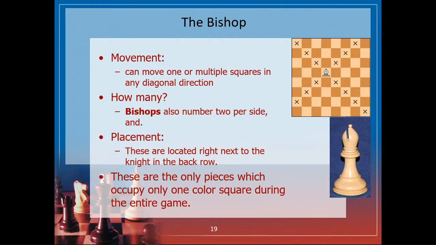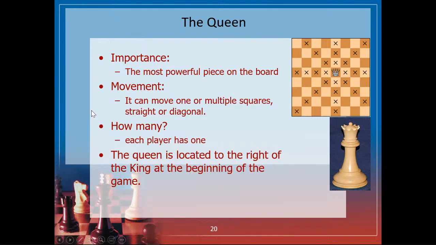These are the only pieces which occupy only 1 color square during the entire game. Okay, so that kind of goes with your strategy a little bit. There's 2 of them. They only can be on 1 colored square the whole game, because their movement is like an X. Here's our queen.